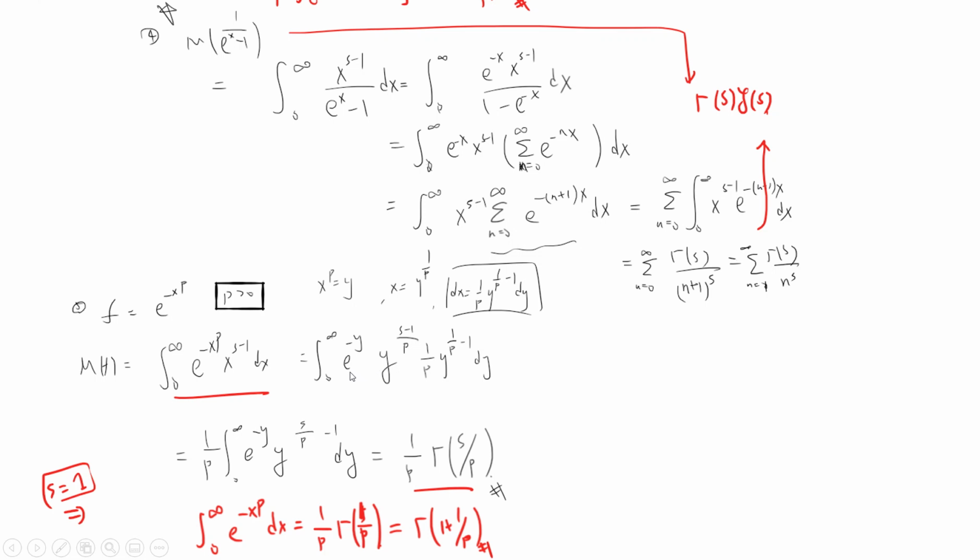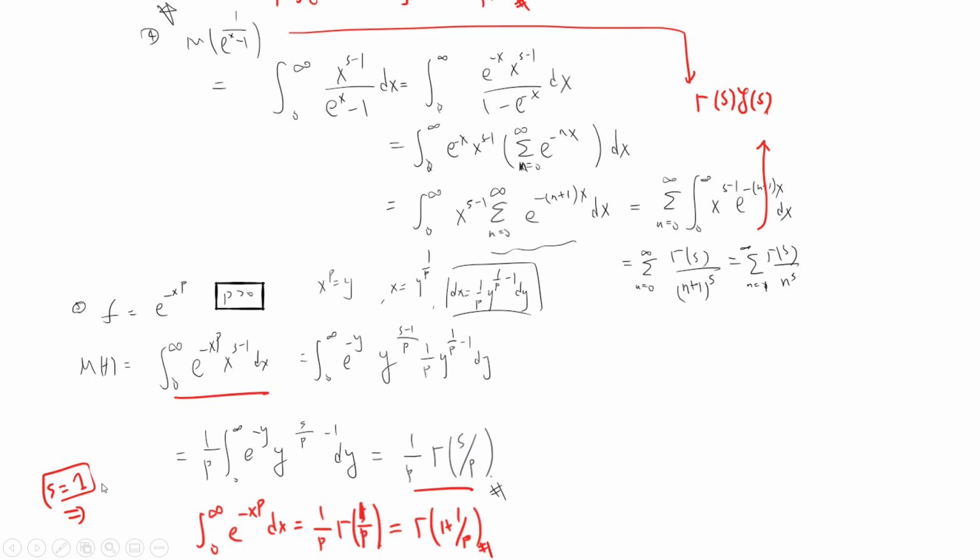So this x to the s minus 1 is basically y to the s minus 1 divided by p, and then times this dx. So dx is 1 over p times y to the 1 over p minus 1 dy. Combining these two, we get 1 over p times the integral from 0 to infinity of exponential negative y times y to the s divided by p minus 1 dy. So it's 1 over p gamma of s divided by p. By definition, this is the answer.